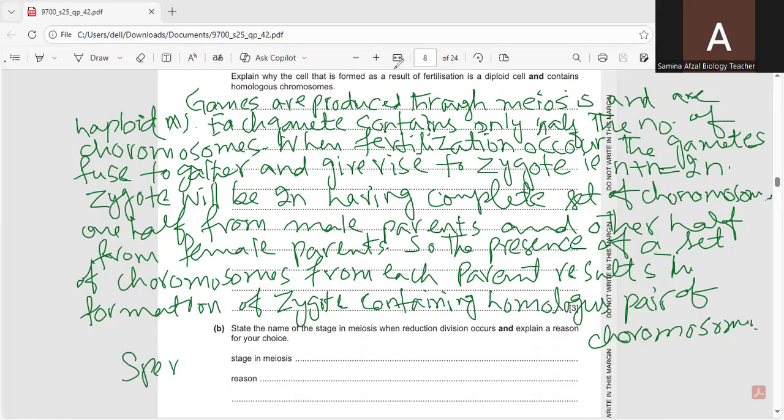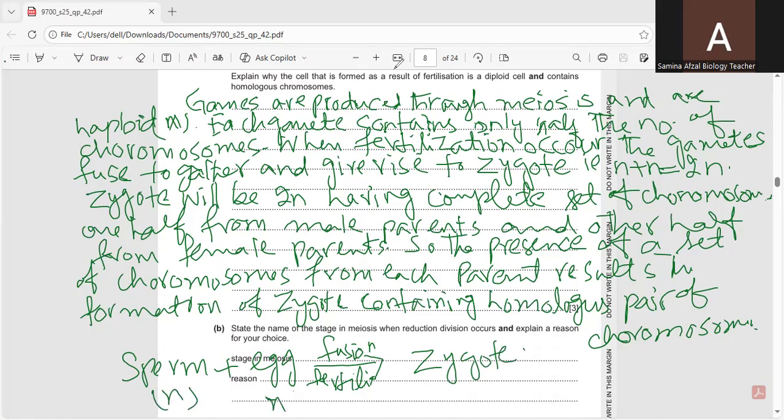Sperm plus egg, fusion or fertilization, results in formation of the zygote. So the gametes will have n number of chromosomes, and the zygote will have 2n. So that was all about this answer.